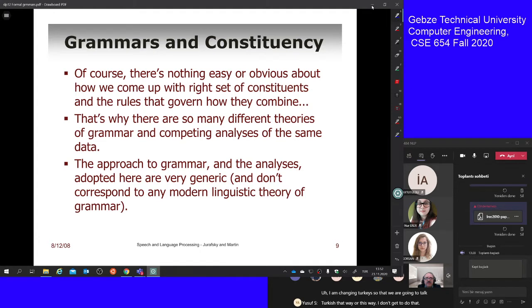The approach in this chapter that we are going to take is very, very generic. Okay, and it is computationally motivated, and there might be more complicated approaches, but the grammar that we are going to produce for English or Turkish is going to be very, very generic, and that will give you the basic idea about constituency and context-free grammars.